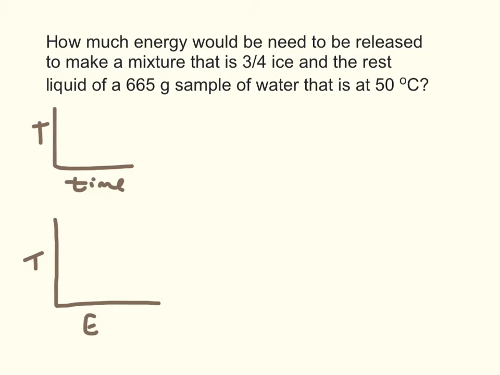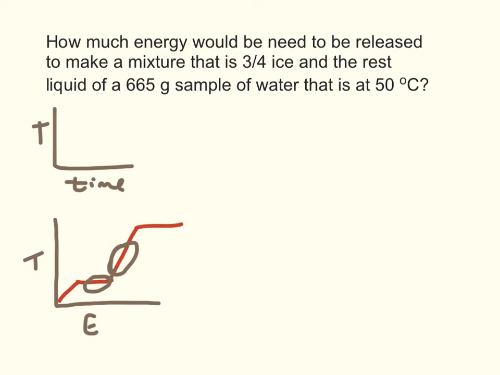Alright, so this problem is how much energy needed to be released to make a mixture that is 3/4 ice and the rest liquid of a 665 gram sample of water that is at 50 degrees Celsius. So when we look back at our little chart right here, we're going to see which section we're in. 50 degrees Celsius is in this area right here because it's liquid water, but then it freezes and we're going to go part of the way across here.